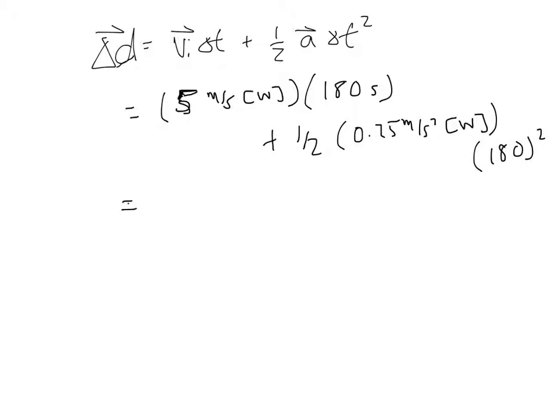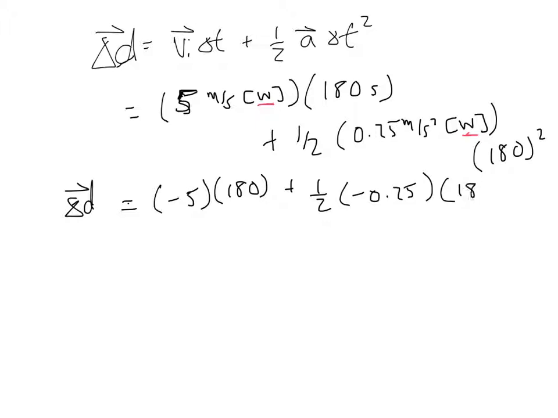Okay, now let's take our vector notation, anything that's been written in letters, and we have to turn that into algebra. So we know that east is positive, west is negative, so what we can end up with is delta d is going to be equal to -5 times 180 plus 1/2 times negative 0.25 times 180 squared. And now we just need to start crunching some of the numbers. So displacement, we have -5 times 180, that gets us -900.